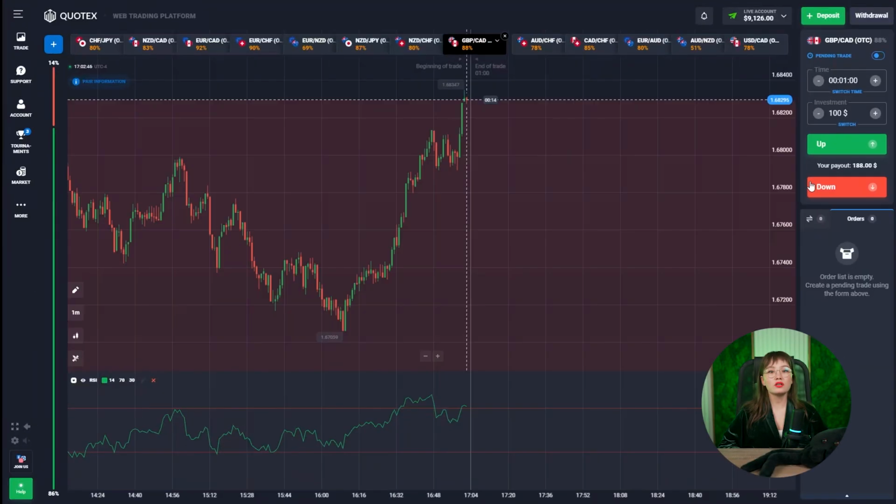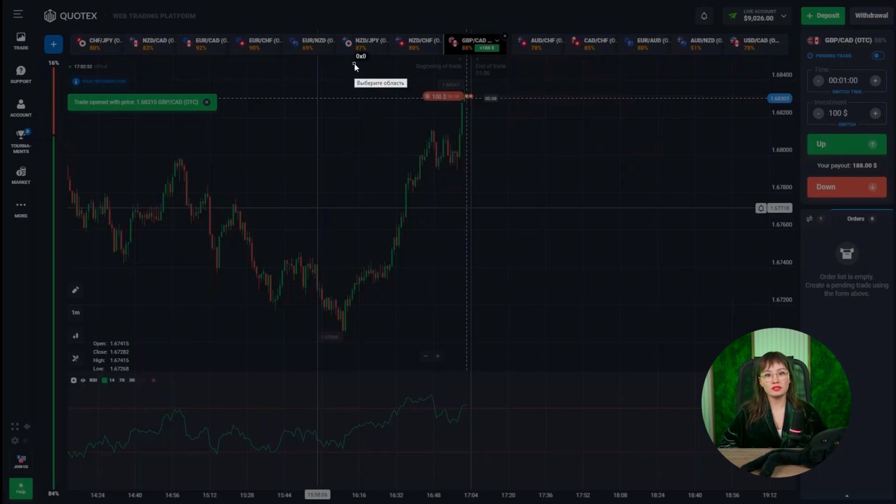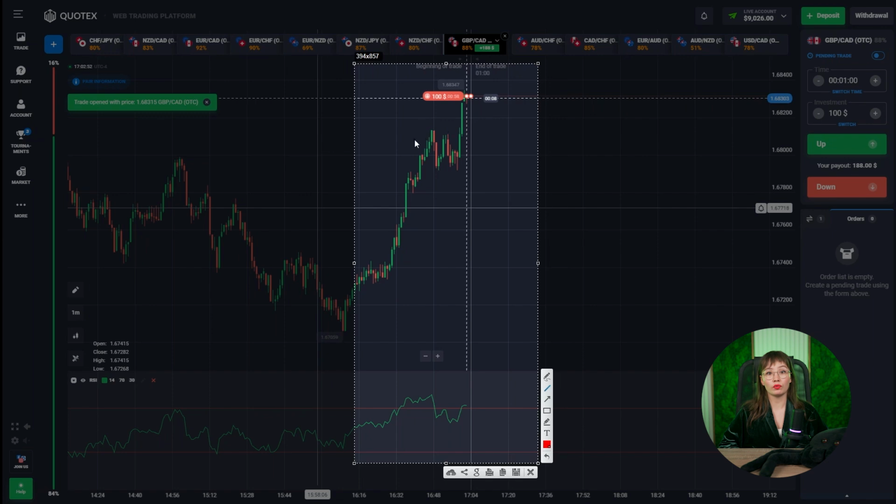Let's try the strategy in action. Divergences on the minute chart are not rare. On this currency pair, I see a perfectly ideal scenario. The price has risen above the previous peak, and on the indicator there is a clear downturn at the same period. The pattern is straight out of a trading textbook.